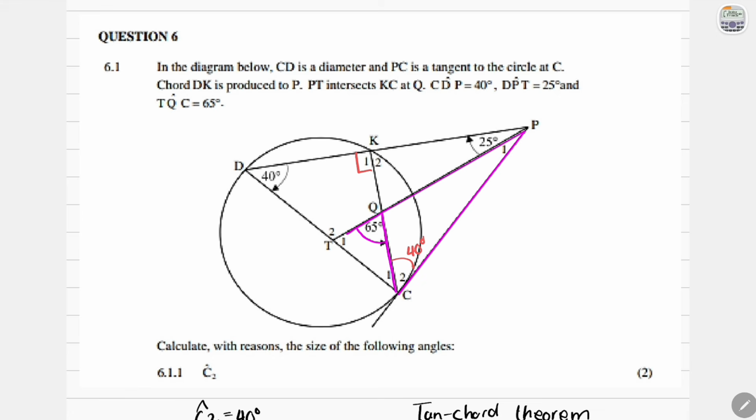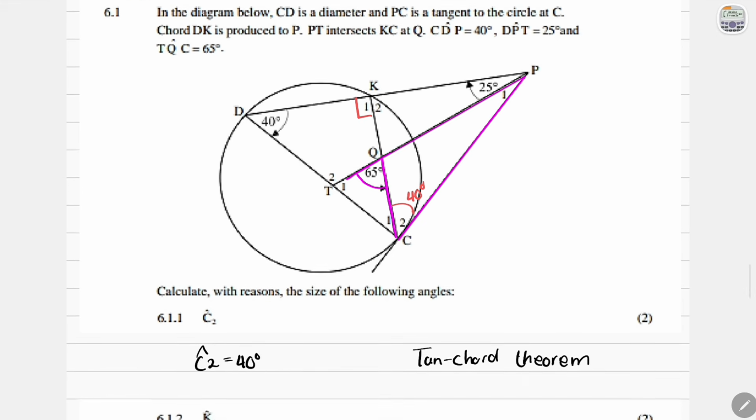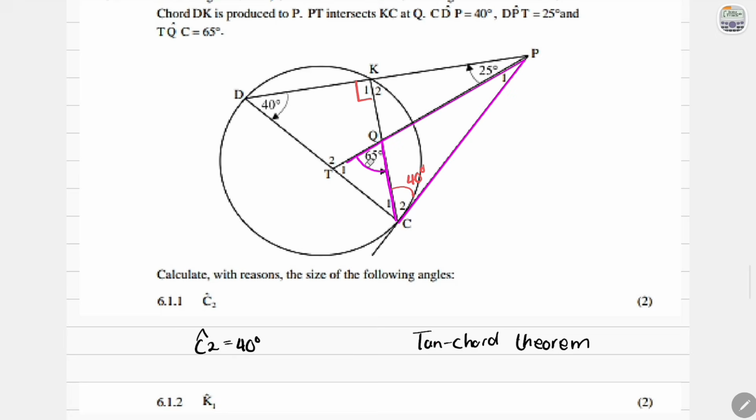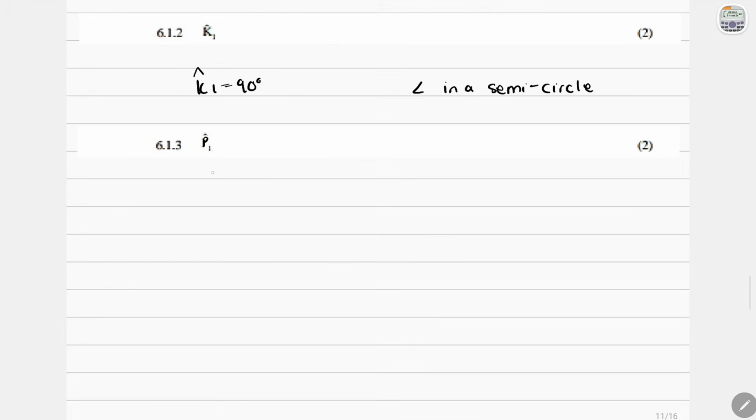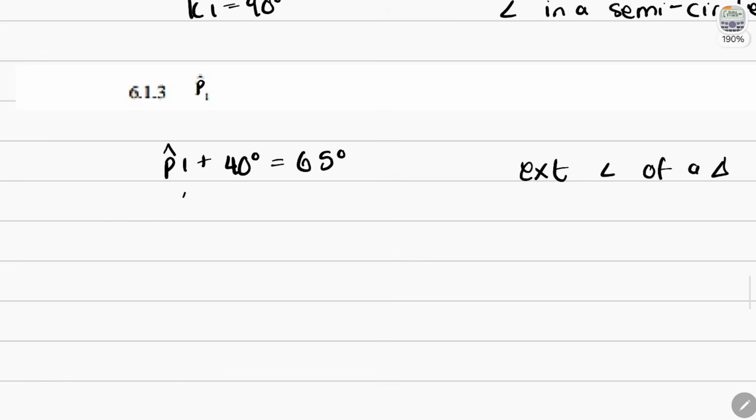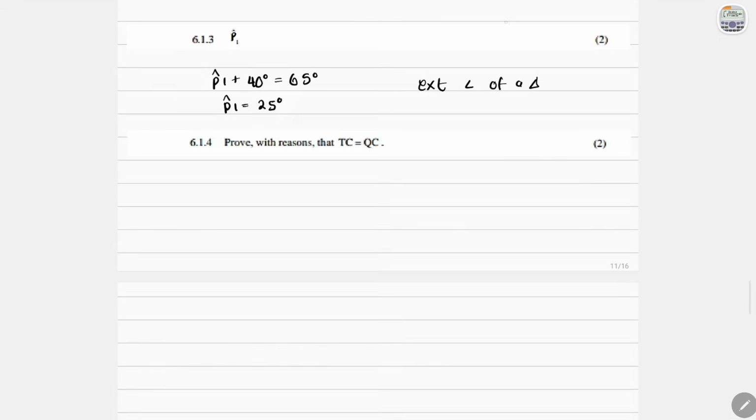Okay, so we have this angle P1 plus 40 degrees would be equal to 65 degrees. So angle P1 plus 40 degrees equals 65 degrees, and this is because of the exterior angle of a triangle. So solve for angle P1. This is equal to 65 minus 40 is 25 degrees, and that is our answer. Moving on to the next question.